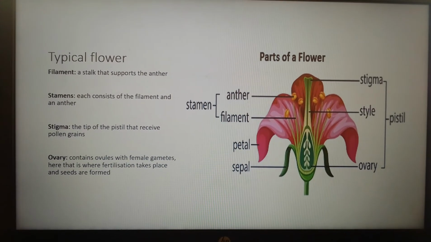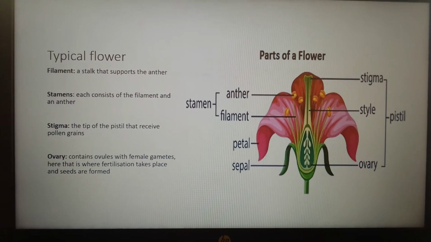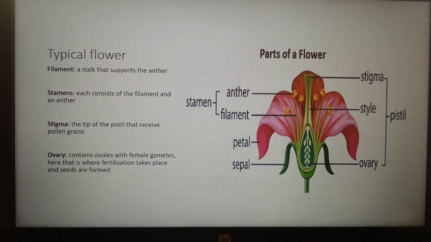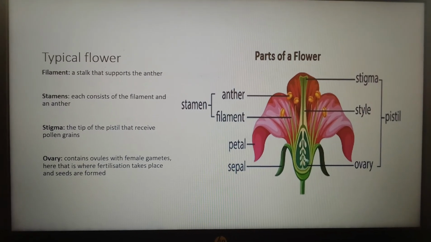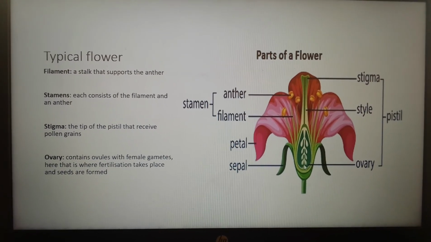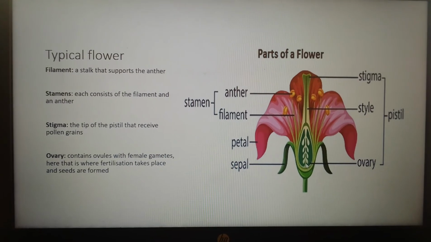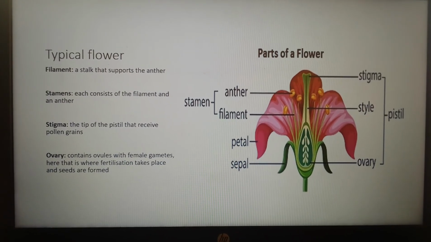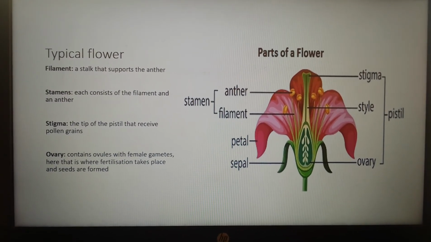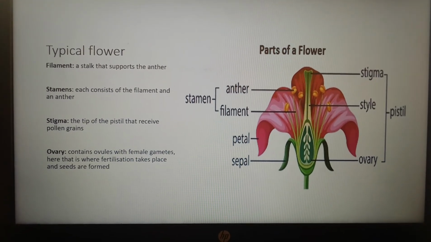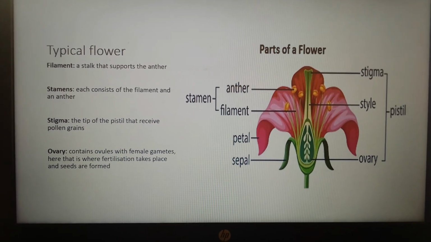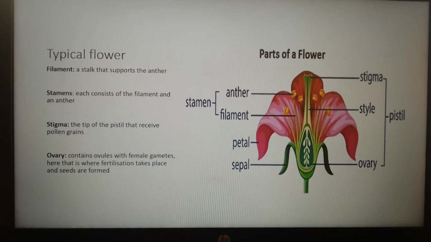We move on. We have that bulge round area which we call the ovary. The ovary contains the ovules with female gametes. In the ovary is where fertilization takes place and seeds are formed.